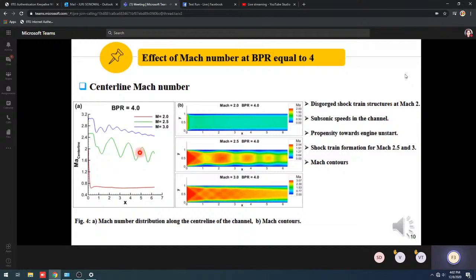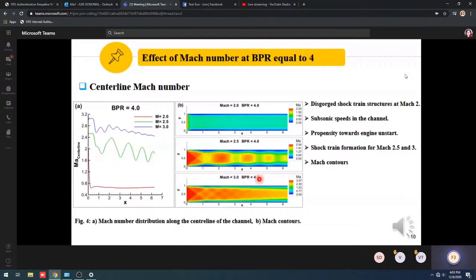Furthermore, we can see that there is a substantial change in the magnitude of shock trains for Mach 2.5 owing to the enhancement of boundary layer interaction. Mach contours variation for different Mach numbers is highlighted in figure B. From figure B, we can observe the formation of shock trains for Mach 2.5 and 3.